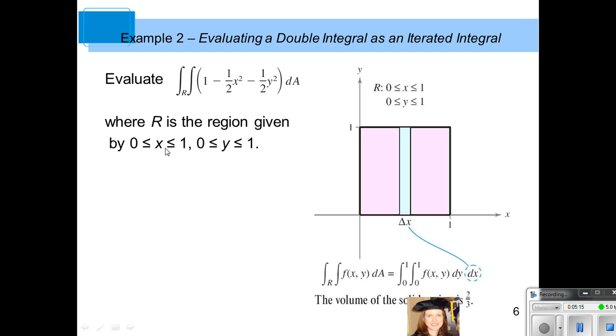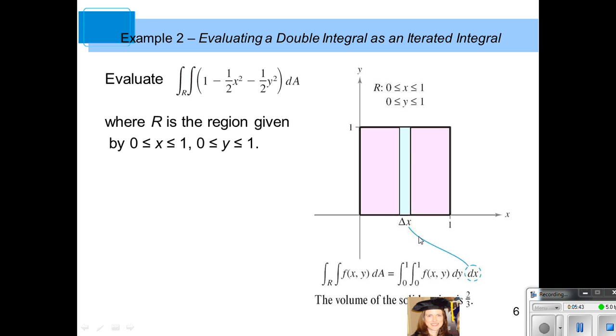Now the region R is given by inequalities where x is between 0 and 1 and y is between 0 and 1. So you can sketch that base region in 2 dimensions. So your left is x equals 0, your right is x equals 1, your lower is y equals 0, and your upper is y equals 1. So you have this square region, and we have this vertical representative rectangle.